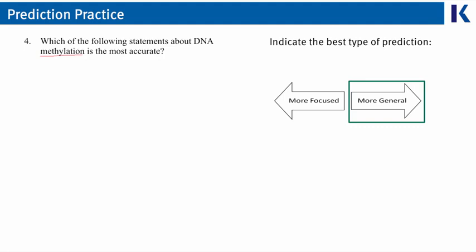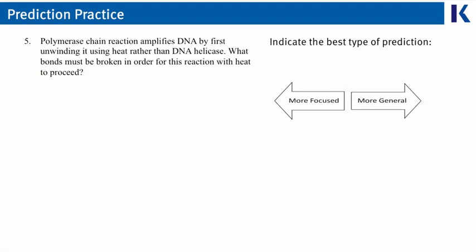If we're familiar with DNA methylation, we know it's one of the main inhibitors of gene transcription, so we would look for an answer choice about turning genes off. Let's look at question 5. Again, read through the question stem and determine the type of prediction you would make, a more focused prediction or more general thinking about the science at hand.